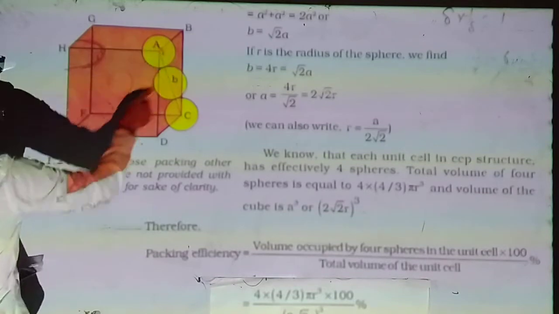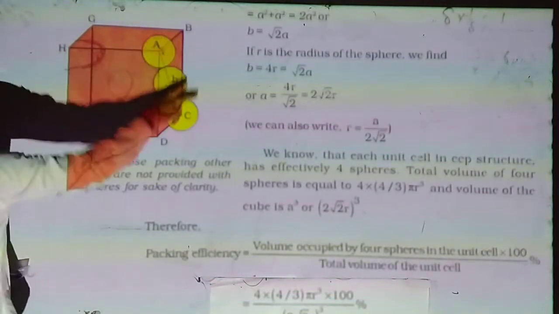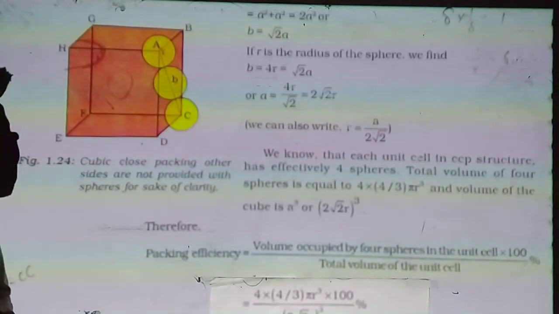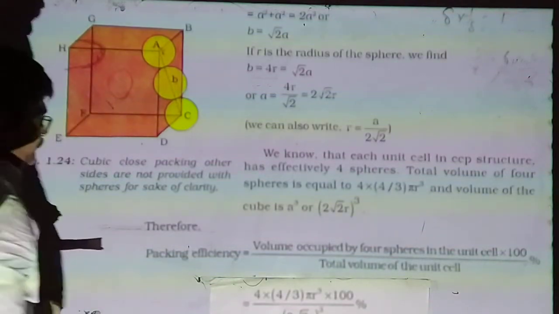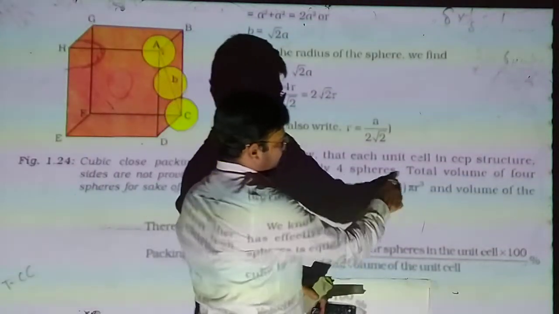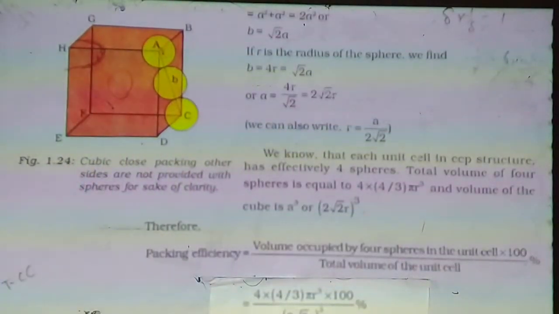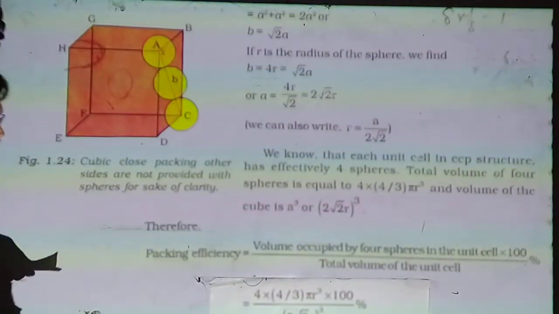1 due to corners and 3 due to face center. Total for 1 sphere, volume is 4 by 3 pi r cube. So for 4 spheres, it is 16 by 3 pi r cube, and the volume of the cube is a cube, so 2 root 2 r cube.